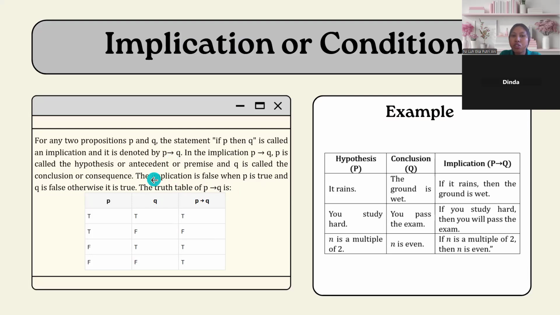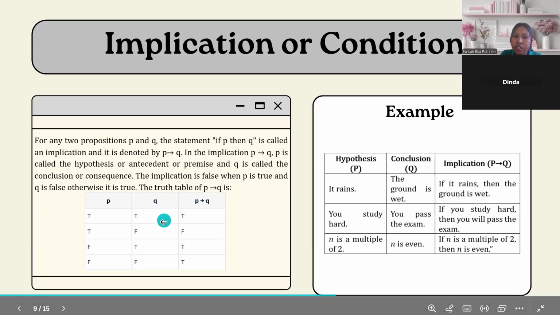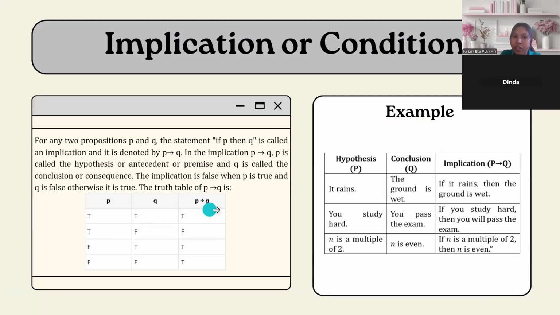Okay, so the truth table of if P then Q is this. When P is true, Q is true, so if P then Q is also true. If P true, Q false, so if P then Q is false.